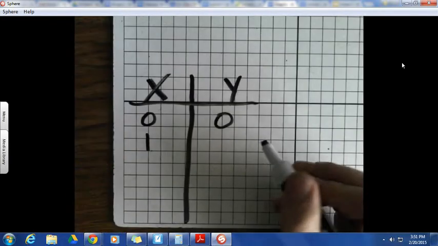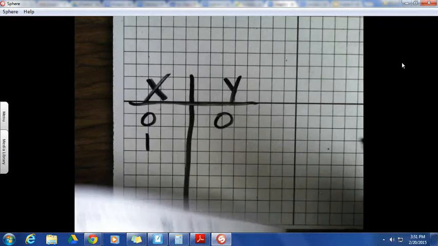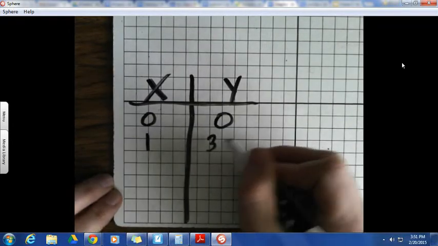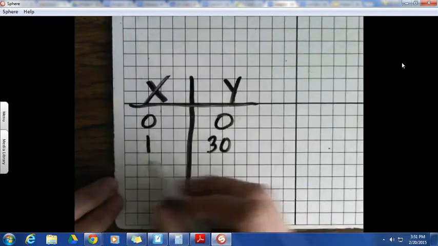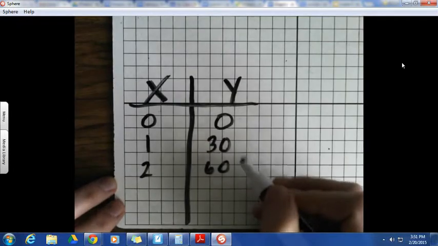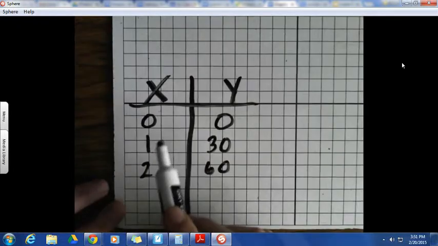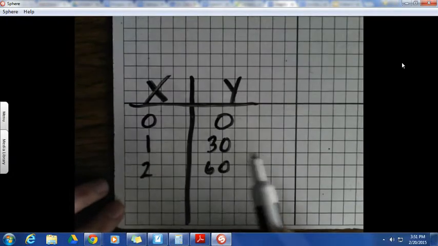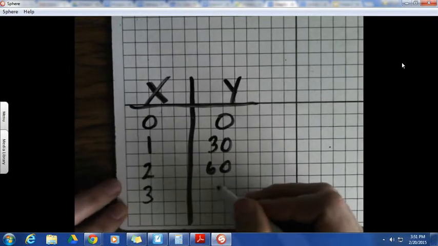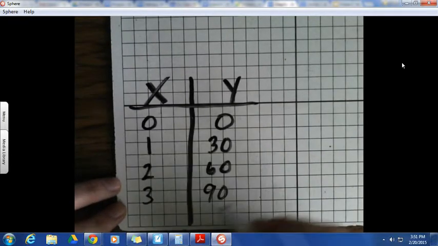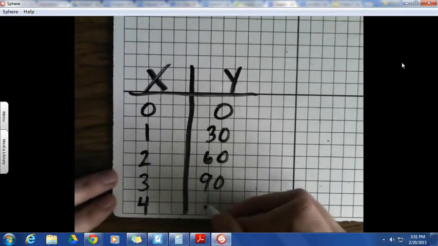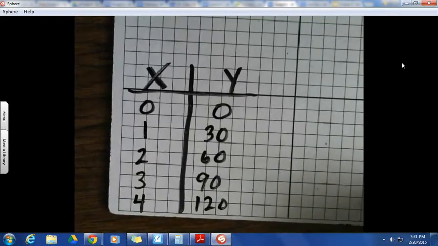If we have 1 room, we have 30 chairs per room. 1 room, 30 chairs. If we have 2 rooms, we're going to have 60 chairs. You can see that we're going up by increments of 30 each time. For every 1 change in X, we have 30 changes in Y. So 0, 1, 2, 3. 3 rooms, 90 chairs. And 4 rooms have 120 chairs. Alright.